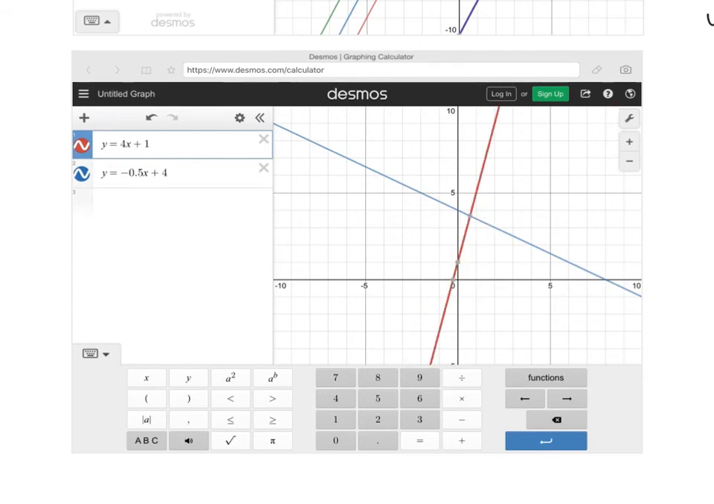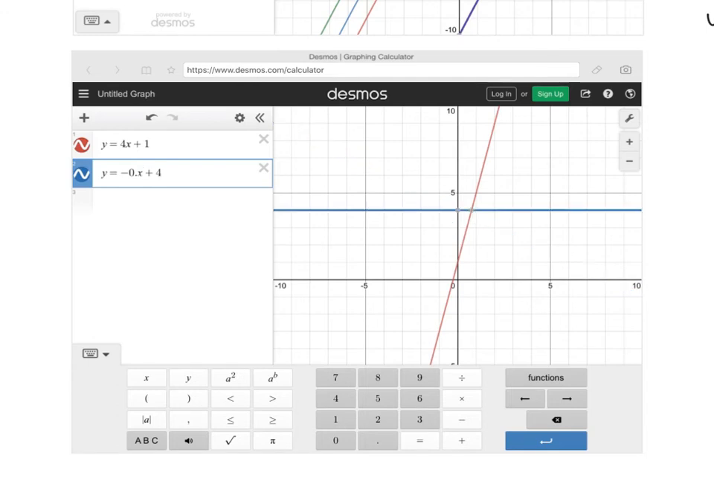So 4x, they're not perpendicular anymore. To make it perpendicular, I would need the gradient to be the negative reciprocal of 4. The negative reciprocal of 4 would be 1 over 4, and then negative, so negative a quarter, or negative 0.25. And you can see again there, if I can get it right, yeah, we've got 90 degrees.